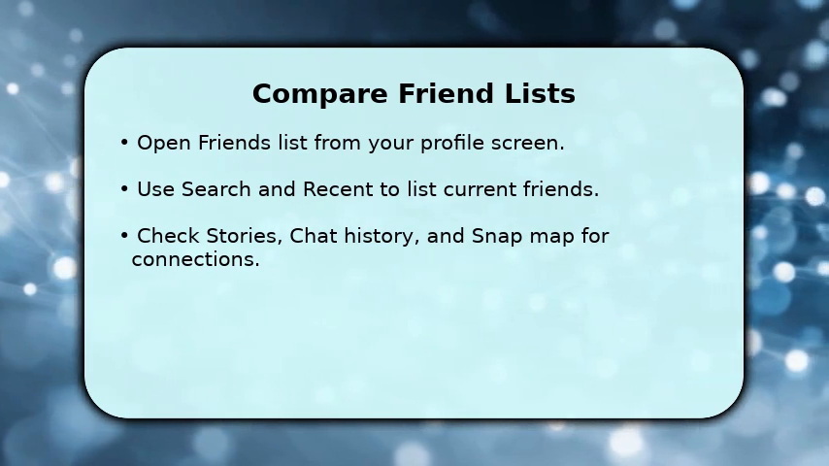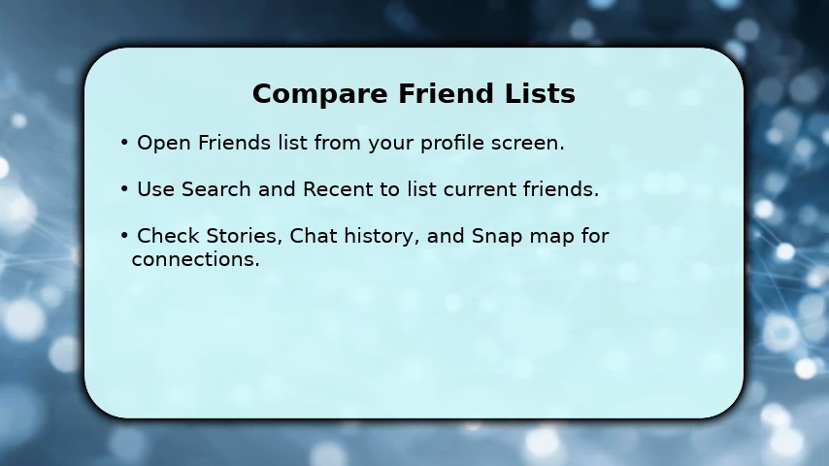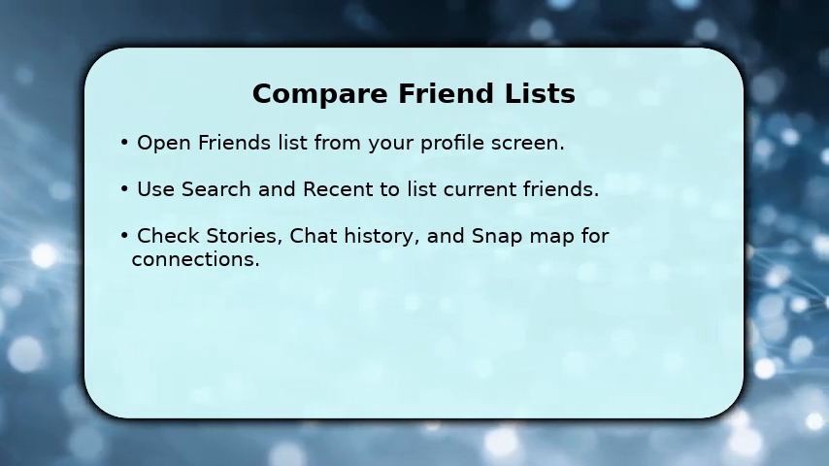Next, check recent chats, story viewers, and Snap Map to surface contacts who interacted with you. These records often show removed friends indirectly.